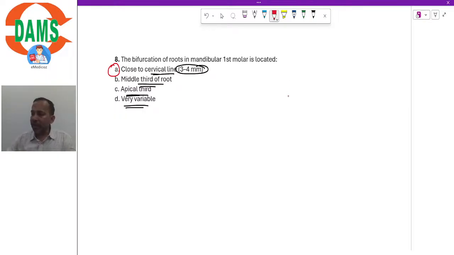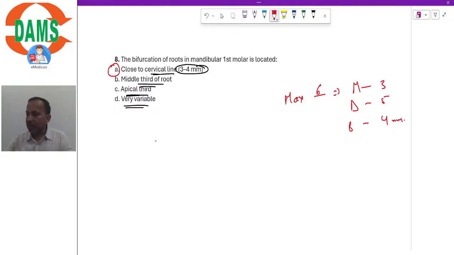So depending on the side, maxillary molar का क्या होगा? Mesial में 3, distal 5, buccal 4 millimeters, isn't it? और mandibular molar में buccal is 3 mm and lingual is 4 mm. Clear?